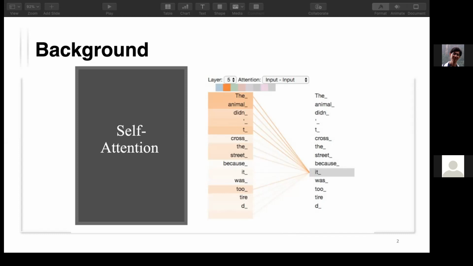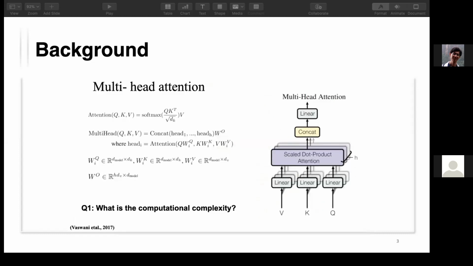And in detail, the attention mechanism is working as shown in this slide. You can see that we have three matrices, which are Q, K, and V. These three matrices are the linear projection of the original embedding of the sentence.